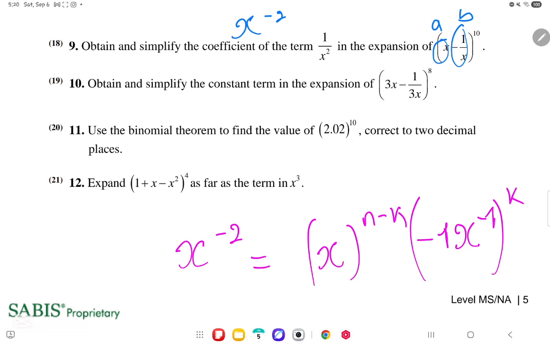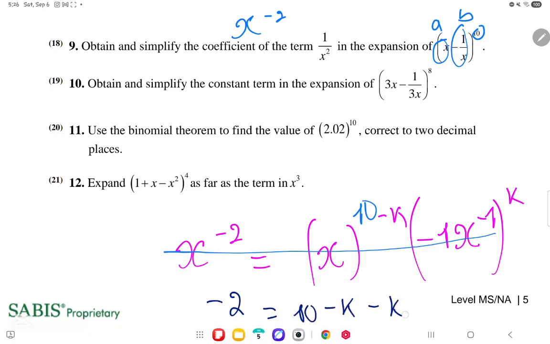Okay? And now we need to solve for what? We need to solve for k, knowing that n, in our case, is how much? It is 10. Okay? So we will get rid of all of the x, okay? And what will we find? So now what do we do? We take the powers by themselves. Minus 2 is equal to 10 minus k minus k.